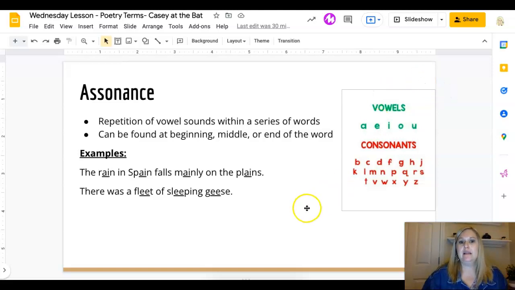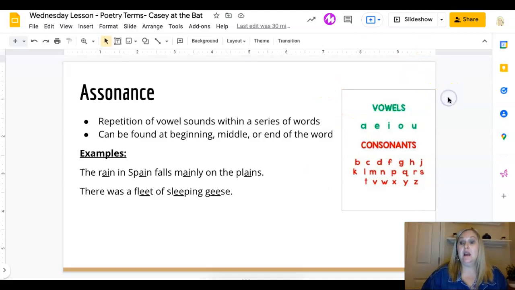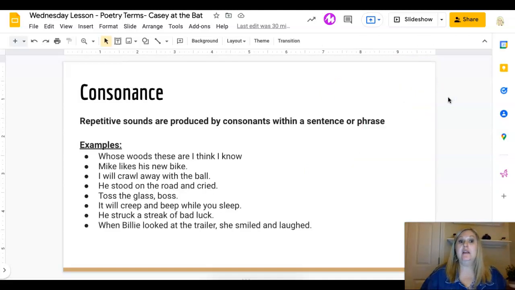So assonance, the other part of that is consonance. Consonance is repetitive sounds produced by consonants within a sentence or phrase. It's exactly like assonance, but it uses the consonants. Here are some examples. Whose woods these are, I think I know. Mike likes his new bike. I will crawl away with the ball.